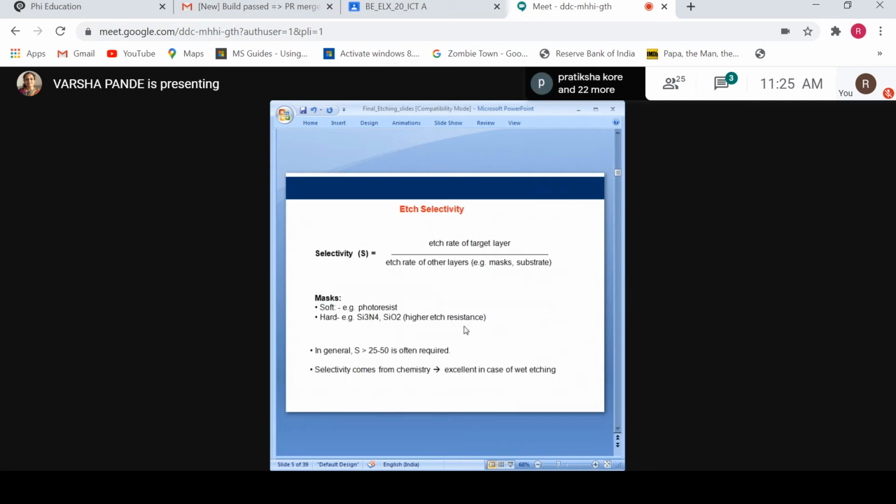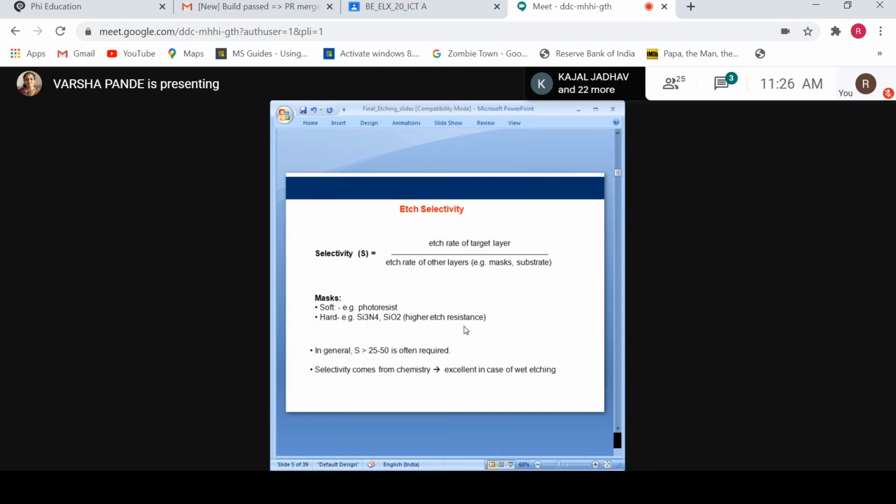Then selectivity means that, see, in IC fabrication technology there are layer by layer structures. Layer by layer structures means the silicon substrate will be there, and above the substrate silicon dioxide will be there. If you want to etch only the silicon dioxide, with the silicon substrate below it, then selectivity is the etch rate of the target layer. What is our target layer? The target layer is silicon dioxide, because we want to remove only the silicon dioxide.